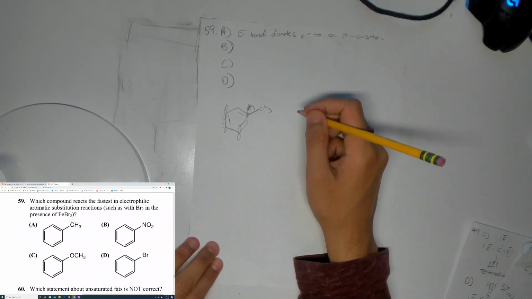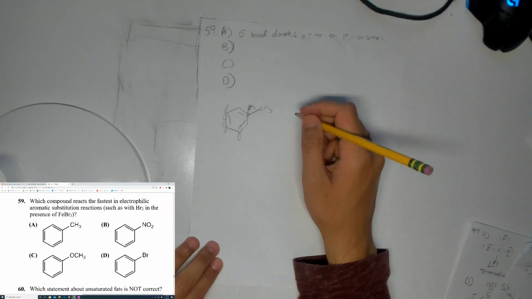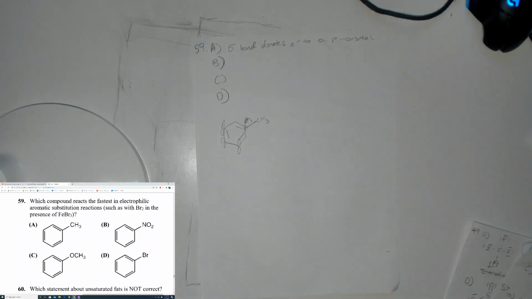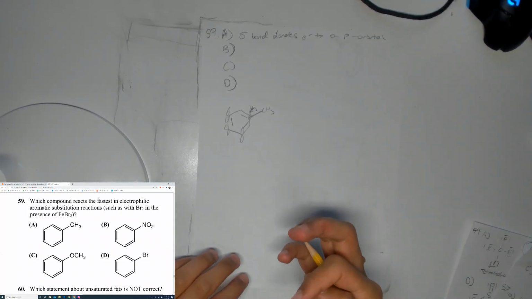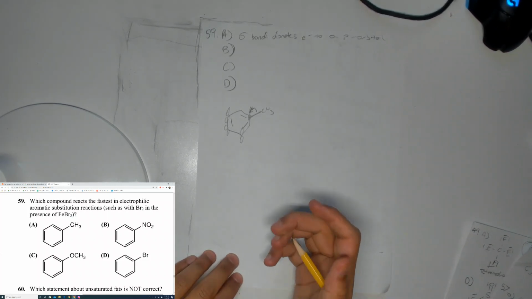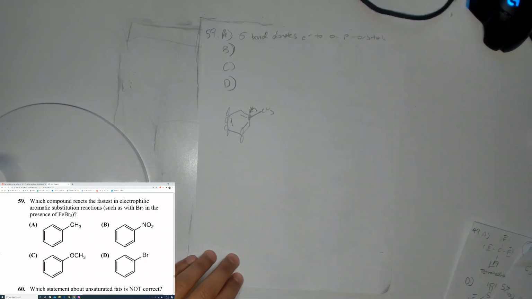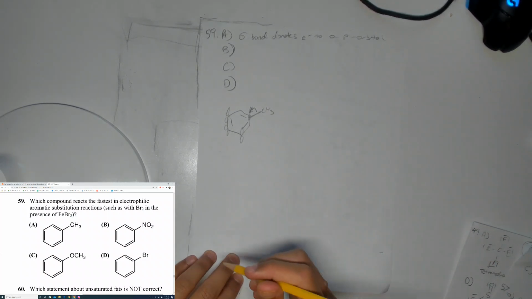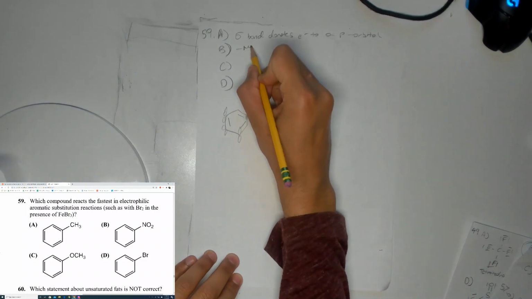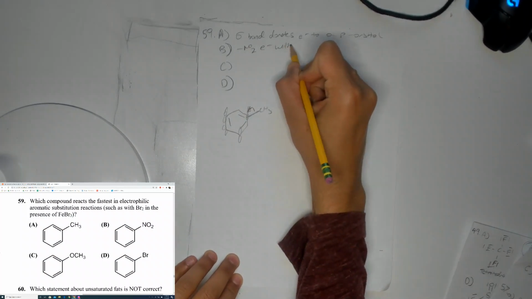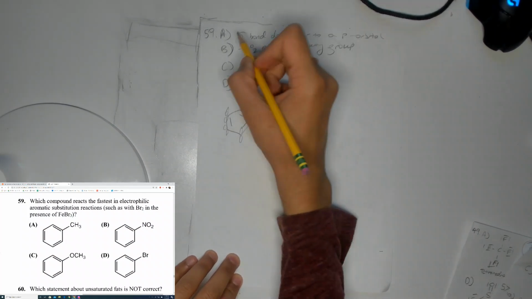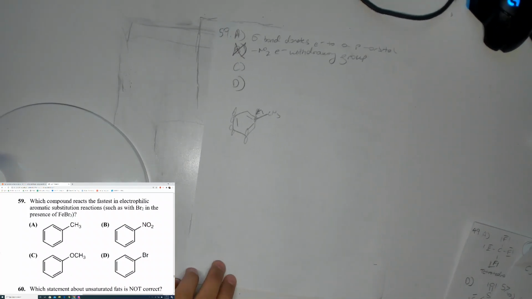Now B, NO2. So the NO2 group, the nitrogen has a positive formal charge. And since it has a positive formal charge, it will take electrons to compensate for the positiveness of the formal charge. So it will withdraw electrons. So that means the benzene ring is less nucleophilic and will be weaker in electrophilic aromatic substitution. So that means NO2 is an electron withdrawing group. So B is wrong.